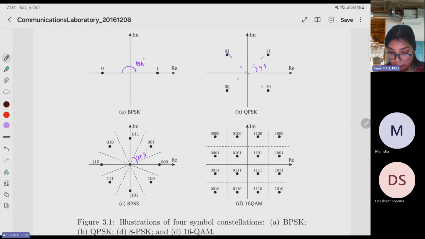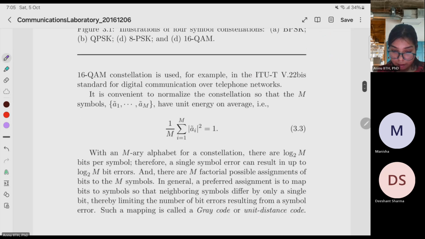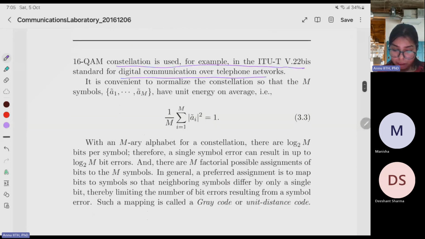Now QAM is varying in amplitude as well as phase. In 16QAM you can see the difference, and the amplitude also varies. There are 4 levels along each axis, and the overall number of symbols is 16. Since log2 of 16 is 4, each symbol has 4 bits. And 16QAM is used, for example, in the ITU standard for digital communication over telephone networks. It's convenient to normalize the constellation so that the M symbols have unit average energy.